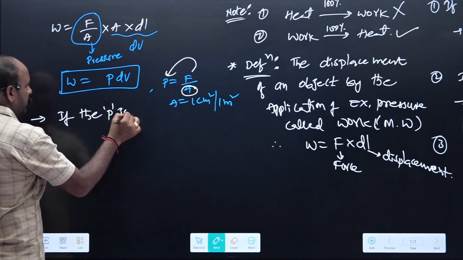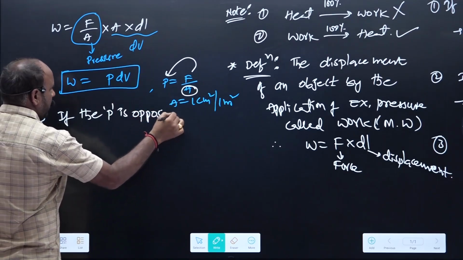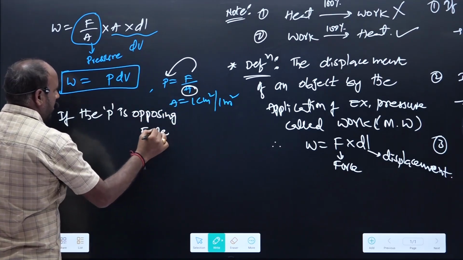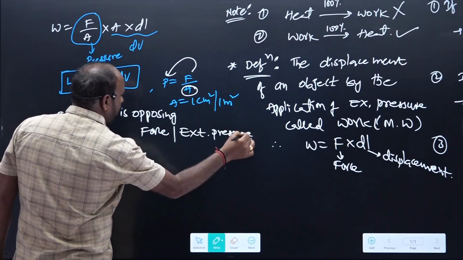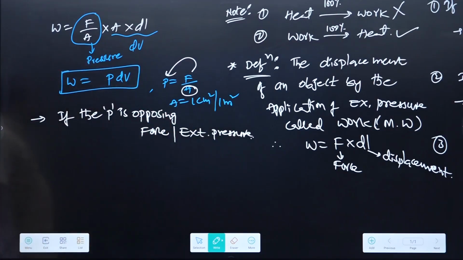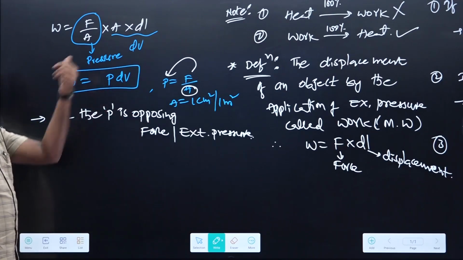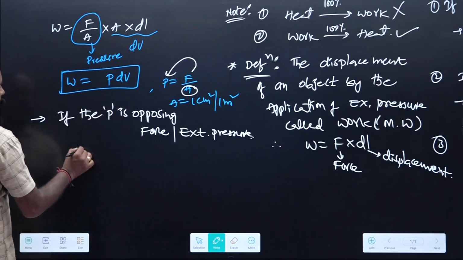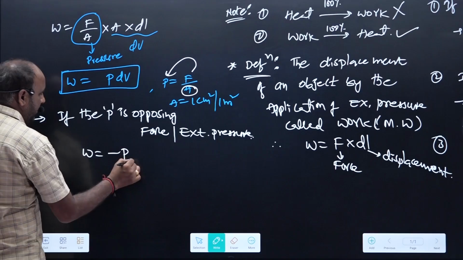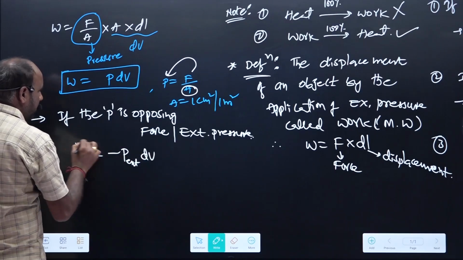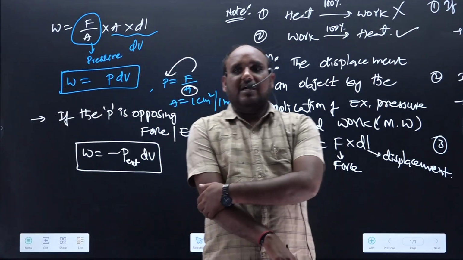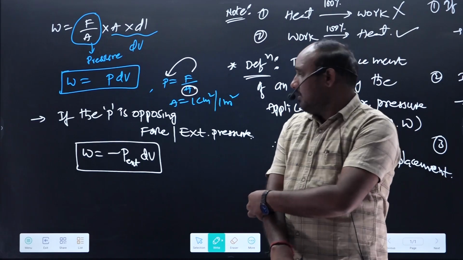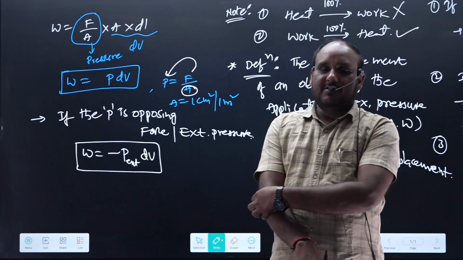Next, if the pressure is an opposing force, or external pressure, its sign will be negative. Therefore W is equal to minus P external into dV. W is equal to minus P dV.